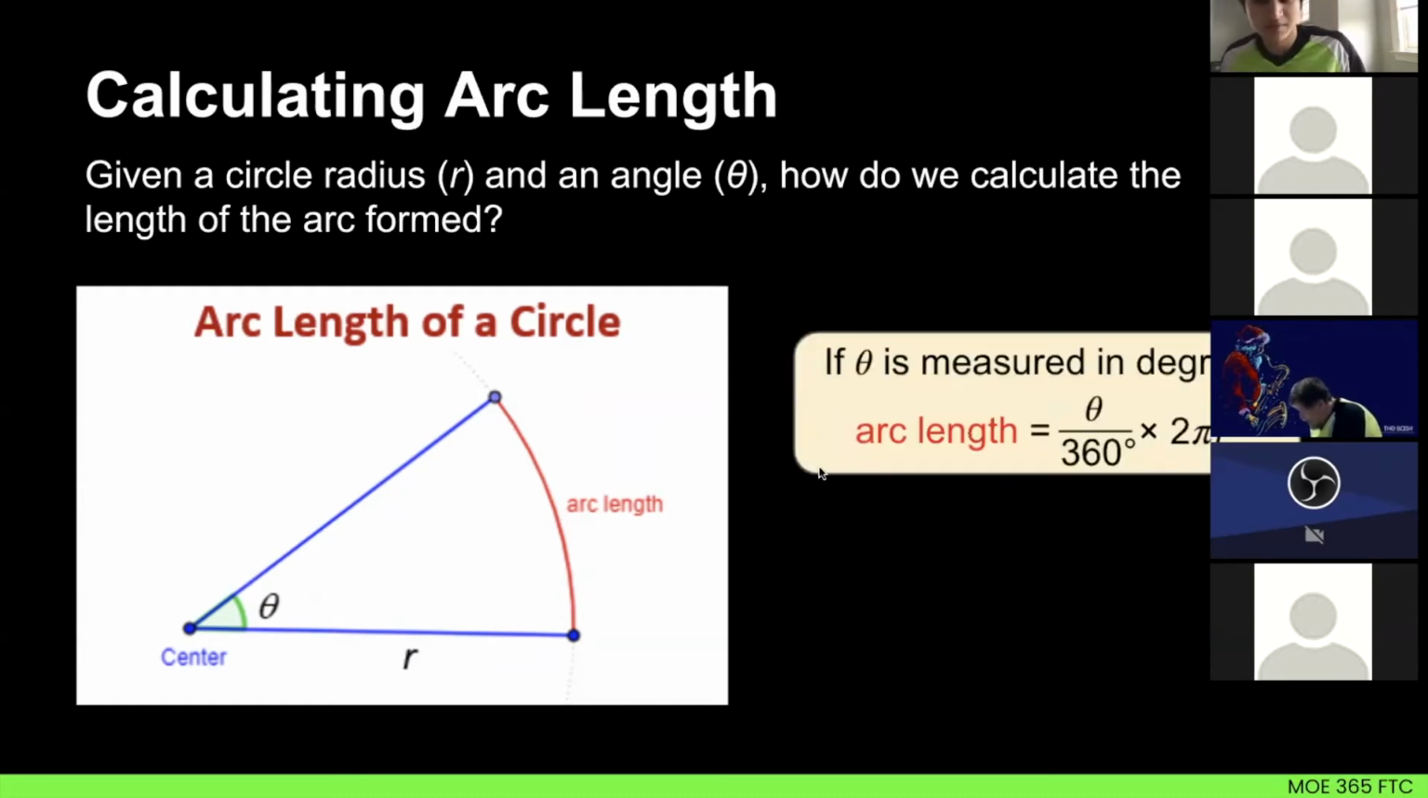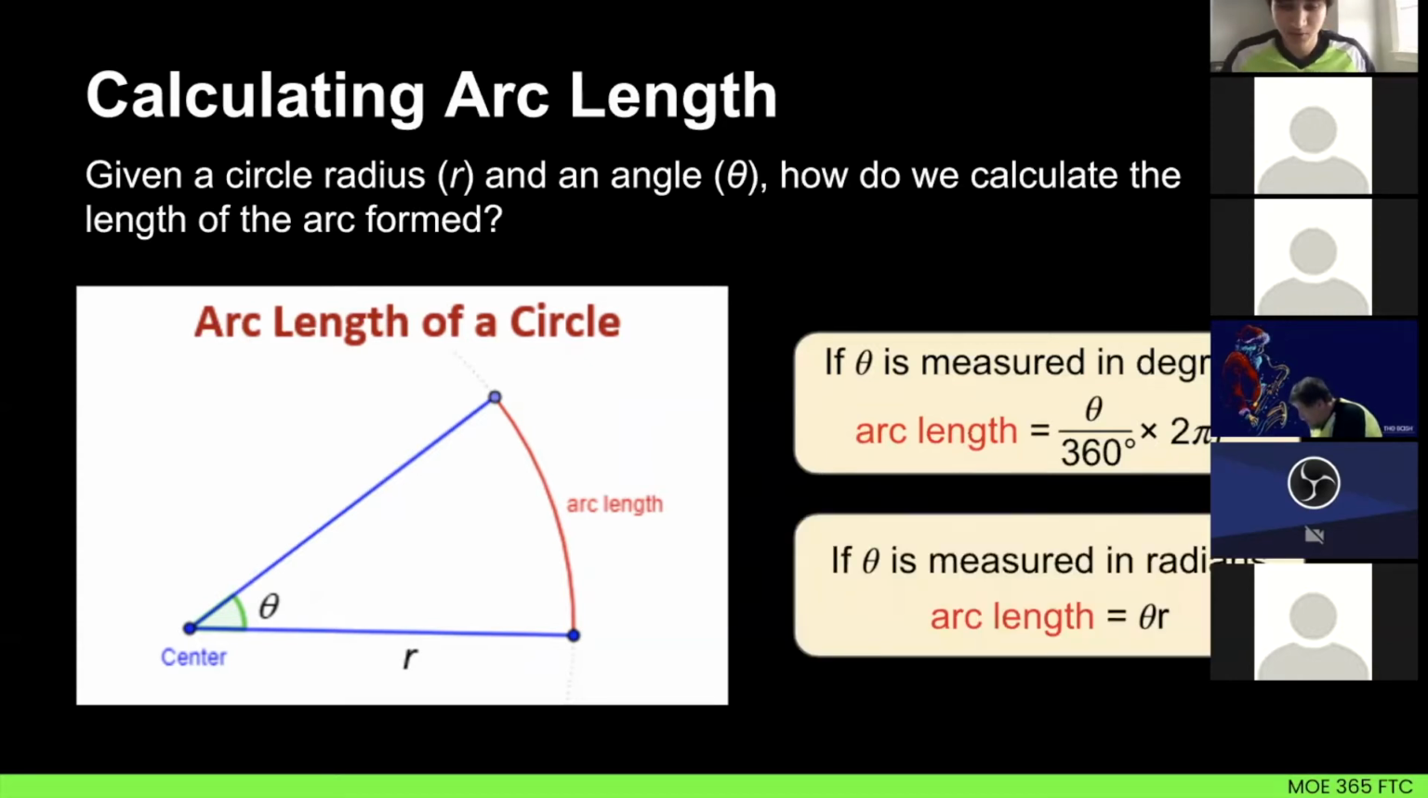If theta were measured in degrees, this formula would be a little bit more complicated, but now that we have theta measured in radians, that's what we'll be using in the program. Arc length is just equal to theta times r. That formula gives you the length of the red line just by multiplying the two quantities. So that's another concept we need to understand before getting into odometry.